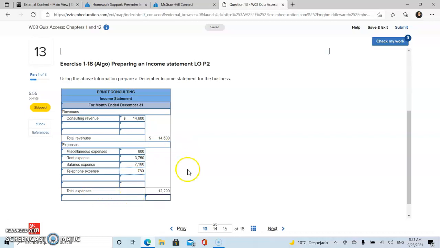Now we proceed to subtract our expenses from our revenues. And as we can see, our revenues are greater than our expenses. So that means that we have a net income. If the amounts were contrary, then we would have a net loss. So in this case, our net income will be 2310. So this will be our income statement. So this amount, if you can write it down, because we're gonna need it in our next spreadsheet.